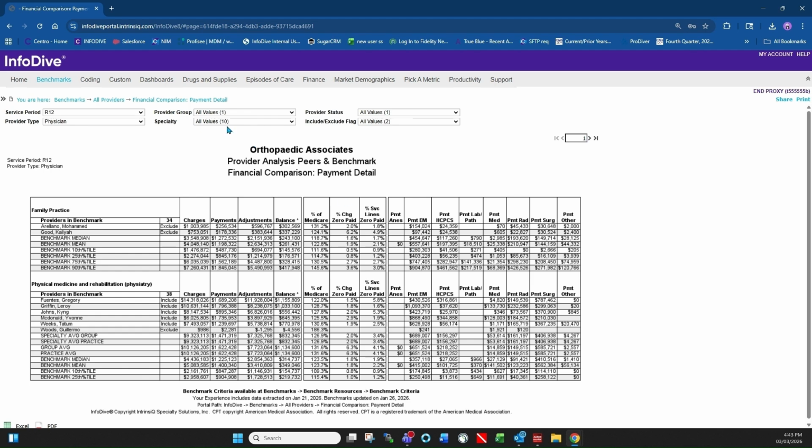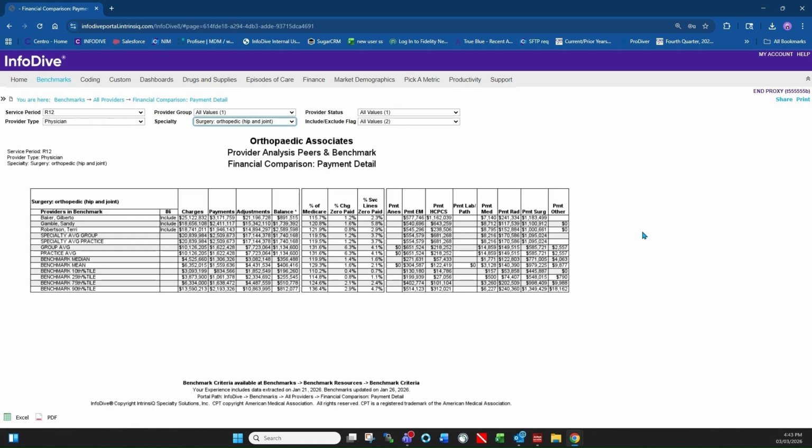Now, this does give you all of the specialties that are available in the blinded data. If we want to see exactly what it looks like for the hip and joint, like we have been, you just narrow that filter down at the top, and that's where you're going to see that breakout for those three providers that we have listed for the orthopedic, hip, and joint.